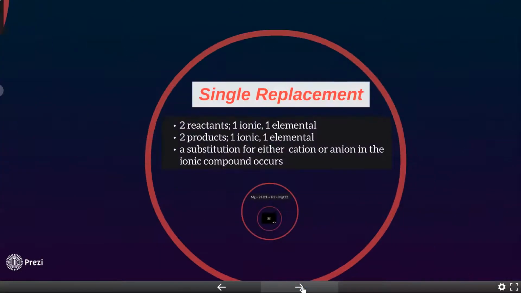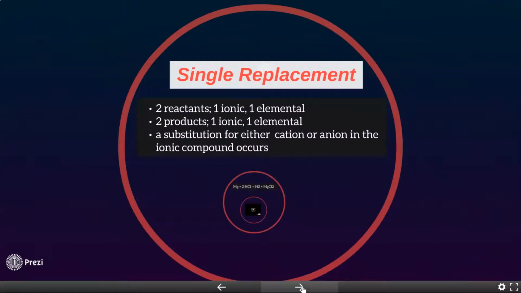Next reaction that we're going to take a look at are single replacement reactions. Now here, once again, you have two reactants and two products, but the characteristics of those substances are a little bit different. You have one thing that's ionic and one thing that's an element on the reactant side, and then likewise on the product side.